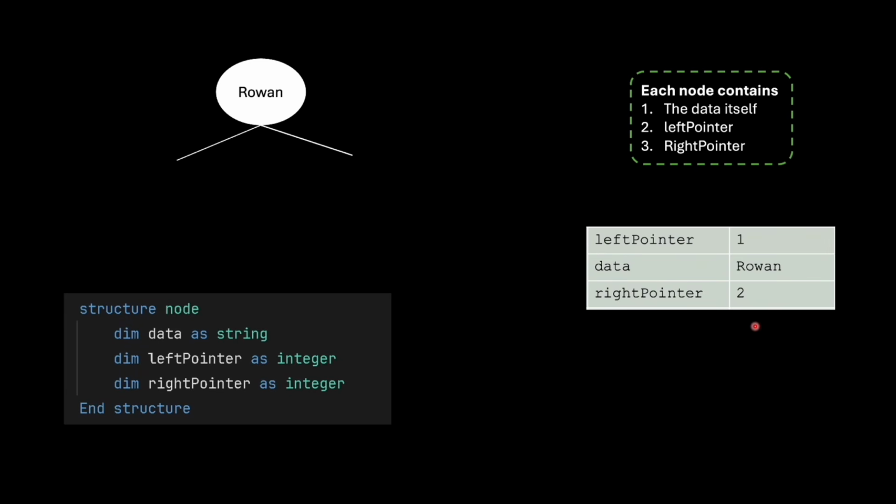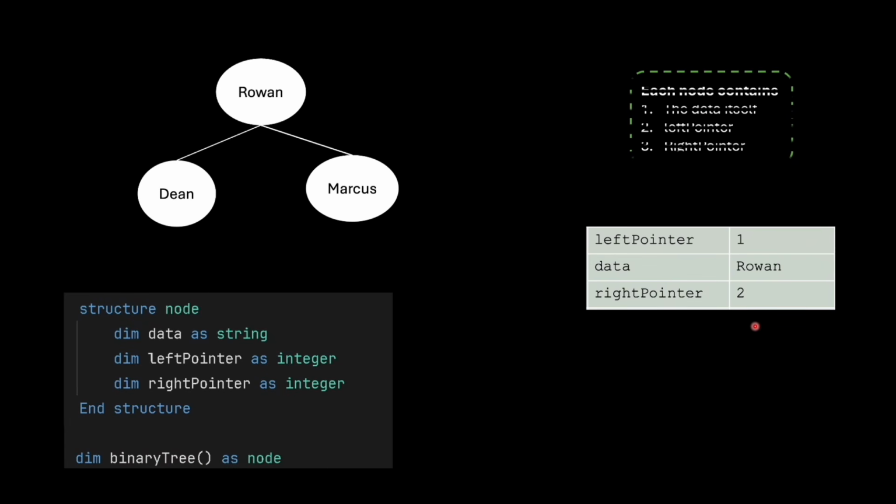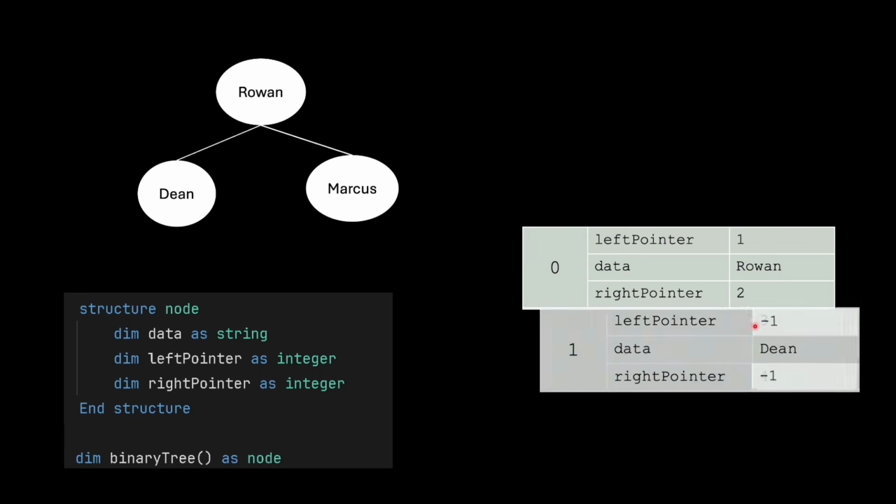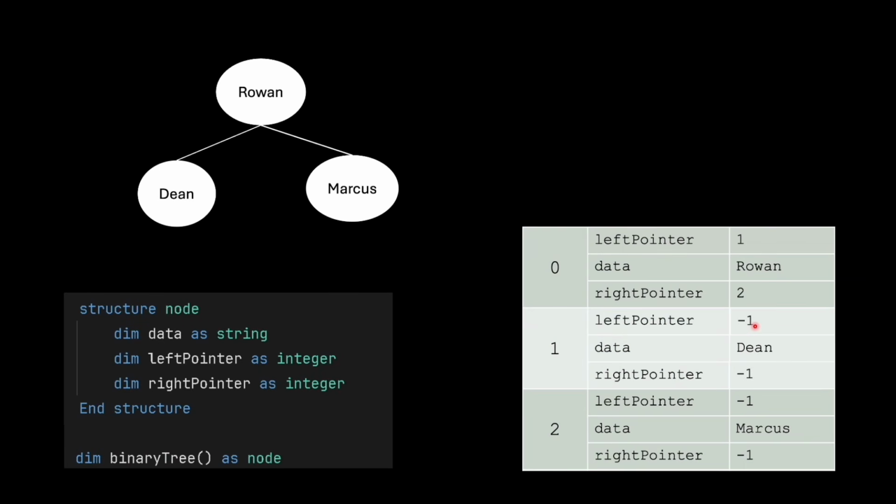However, a binary tree has multiple nodes. So we need to find a way to store multiple nodes. So how do we store multiple nodes? We can use an array. So as you can see here, I have put all these nodes in an array. At index 0, we have Rowan's node. At index 1, we have Dean's node. And at index 2, we have Marcus' node.